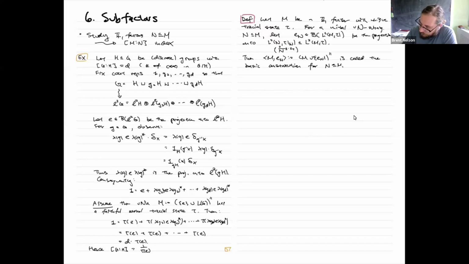For N inside of M. Okay. So this was the thing in the previous example that we had to assume admitted some faithful normal tracial state, in which case we could define an index for it. So let's first try and understand how reasonable it is to assert that this thing has a faithful normal tracial state.